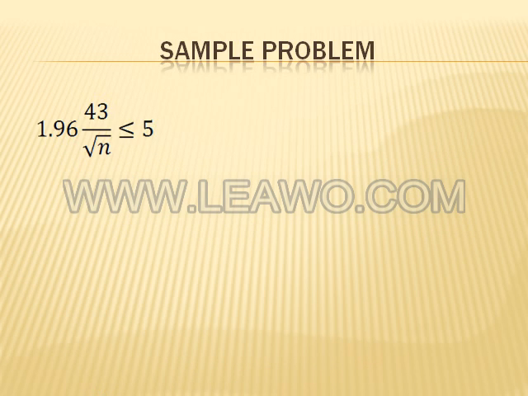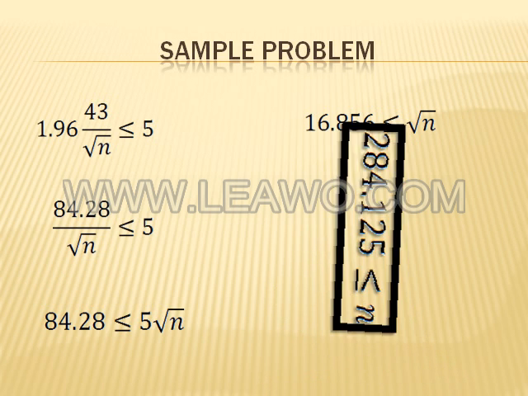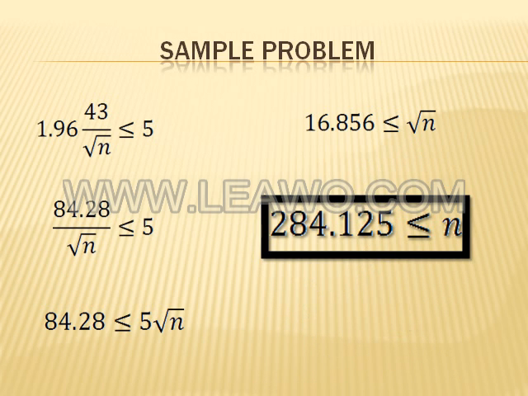When you plug the variables into the formula, you get 1.96 times 43 over the square root of n is less than or equal to 5. Multiply 1.96 times 43 to get 84.28 over the square root of n is less than or equal to 5. Multiply both sides by the square root of n, then divide by 5 to get 16.856 is less than or equal to the square root of n. Square both sides to get the answer. 284.125 is less than or equal to n.